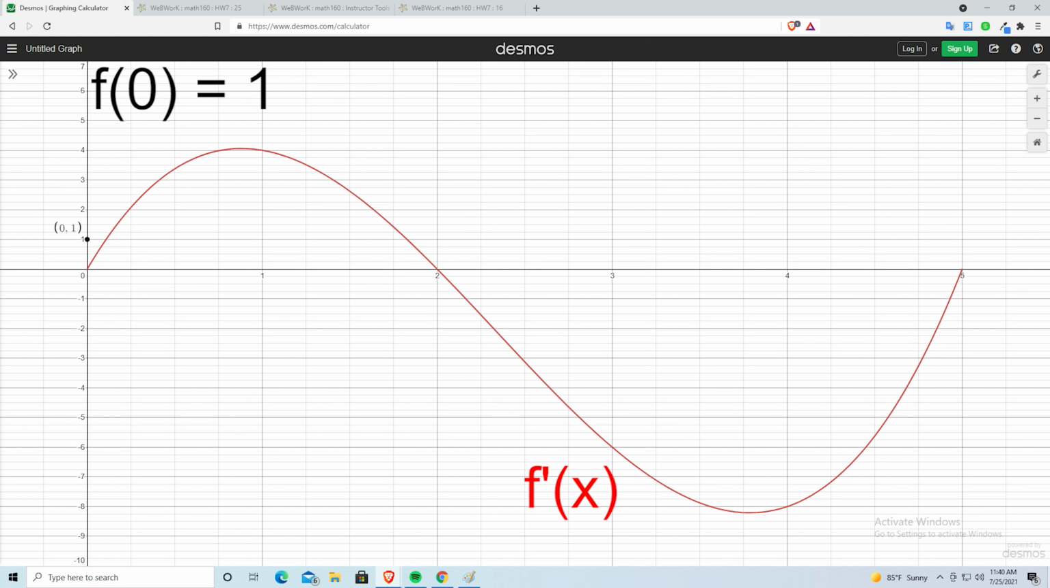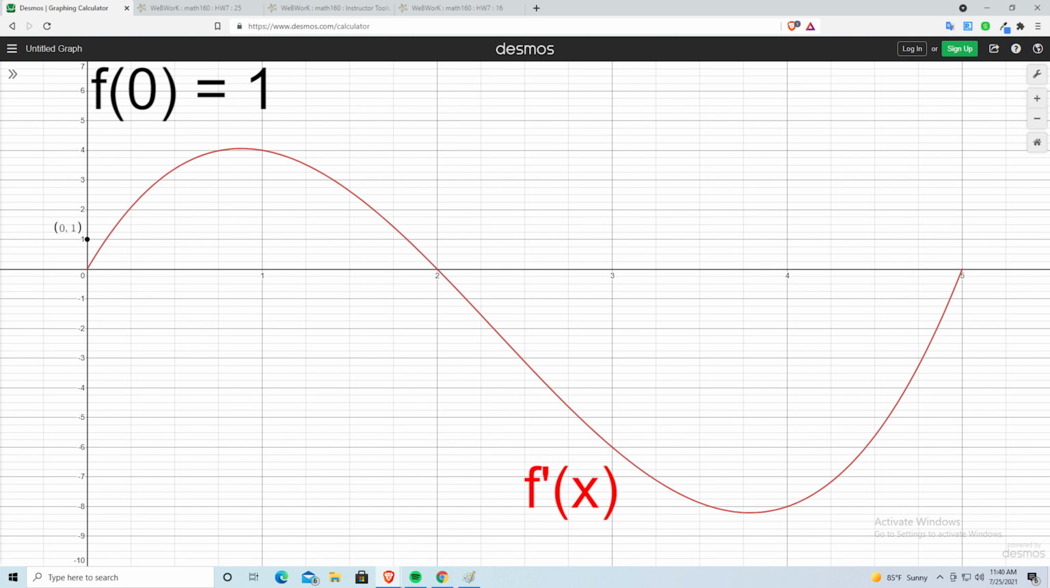But with that initial condition, we know that we have at least 1 point on this antiderivative that is very specific at (0, 1). So let's go ahead and pencil that point in. And from there, I like to look at which segments of this derivative are positive and which segments are negative. And this derivative is positive from 0 to 2. And this being the derivative function, I know that the original function has to be increasing over that entire interval.